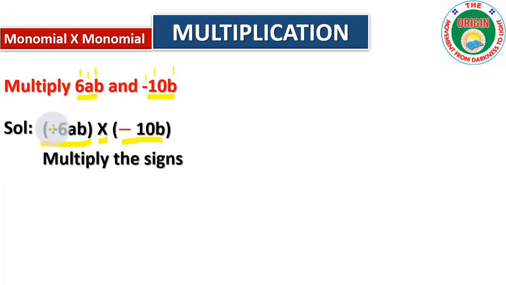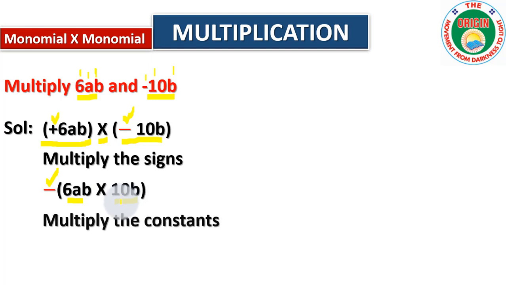Next, multiply the signs. First multiply the signs. Here, what is the sign? Plus. Here, what is the sign? Minus. Plus into minus is minus. The resultant is a minus sign, 6ab into 10b. After multiplying the signs, we need to multiply the coefficients. Multiply the constants or coefficients. 6 is a coefficient here and here 10 is the coefficient. 6 into 10, 60. That is minus 60.